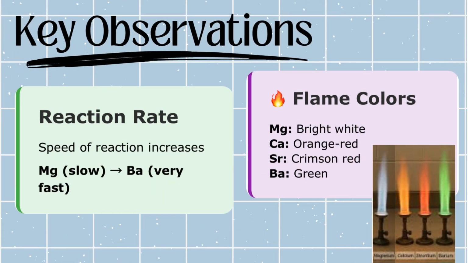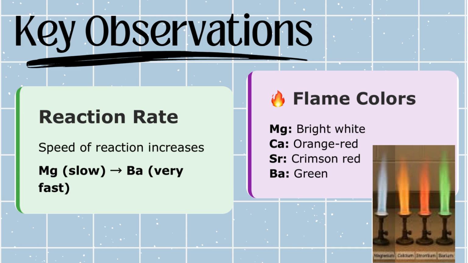For reaction rate, as we observe, the speed of reaction increases as we go down the group. For magnesium, the slowest, down to the barium, the very fast. This means that the metals become more reactive down the group because their outer electrons are easier to remove.